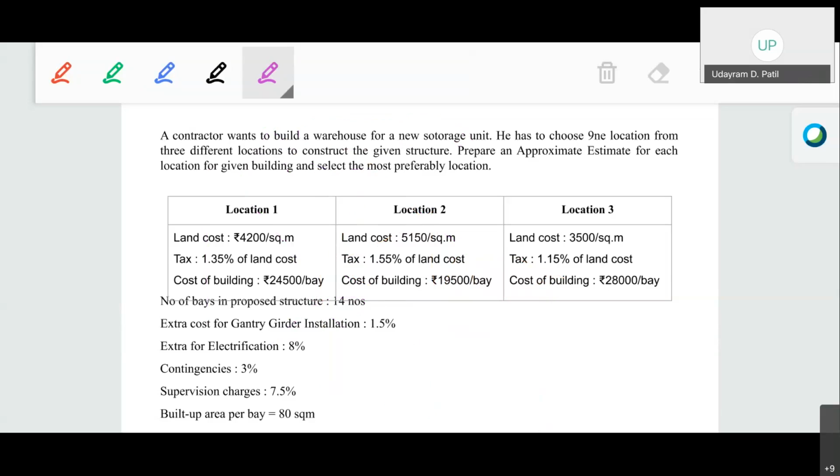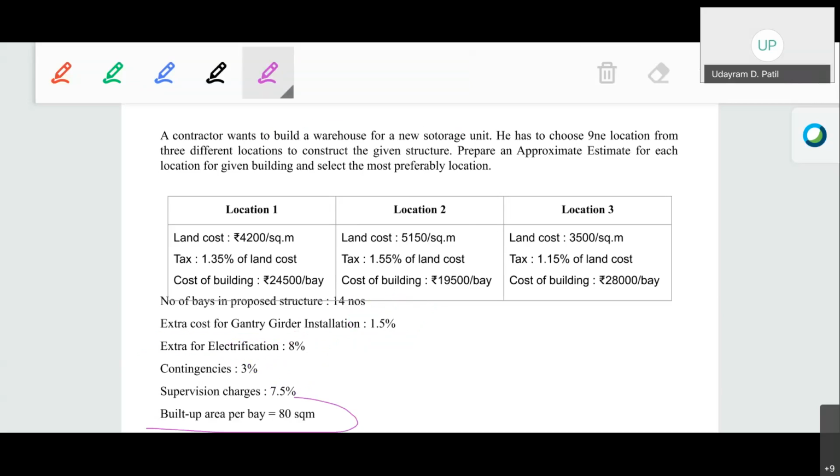Okay, again we have to install the gantry girder. You must know what a gantry girder is. It is used to transport, it is one kind of crane. It is installed to move the particular items in the godown. And the other extra service, electrification with contingency, everything is the same for you.